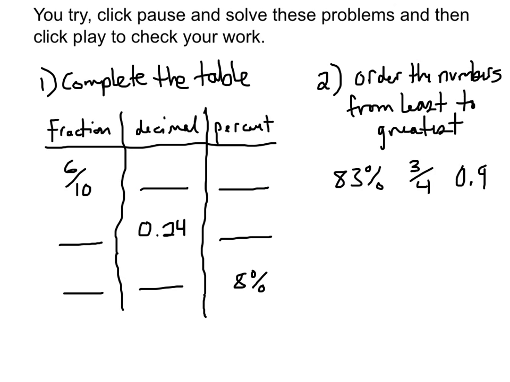Alright, if you got this worked out, you can click pause and try these 2 problems. When you're done, click play to check your work. Number 1, complete the table. You're given the fraction 6/10, convert it to a decimal and a percent. So on your paper, copy the table and fill it in, or write three numbers next to each other, fraction, decimal, and percent. On the second row, you're given 0.24 as a decimal. Convert it to a fraction and convert it to a percent, and so on. Number 2, try ordering these numbers from least to greatest. Remember the strategy to convert them all to decimals. Good luck.